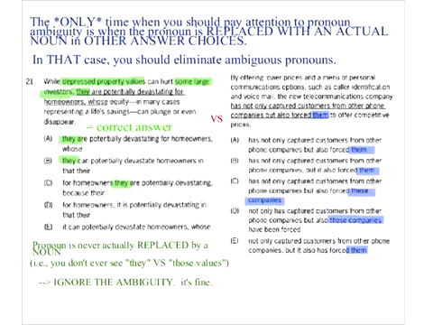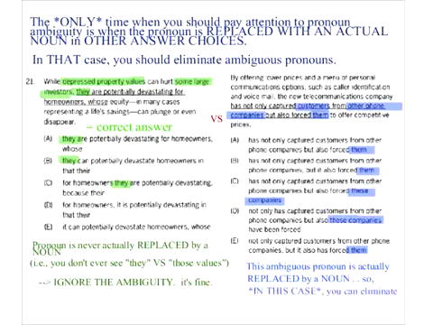In this case, you actually have a replacement. This ambiguous pronoun, and notice that it's ambiguous. The ambiguity is that we don't know if it's customers or phone companies. This ambiguous pronoun is actually replaced by a noun. So, in this special case, you can eliminate on ambiguity.